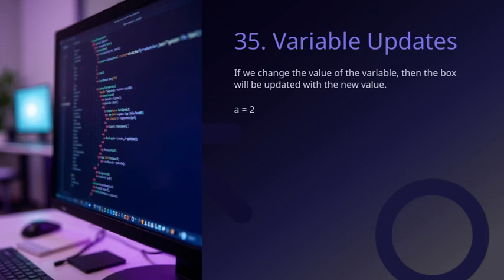If we change the value of the variable, in this case to a different number, then the box in our visualization will update accordingly with that new value. This demonstrates how variable updates work dynamically. Any time we modify a variable, everything that depends on it, like this box, will reflect the change immediately.